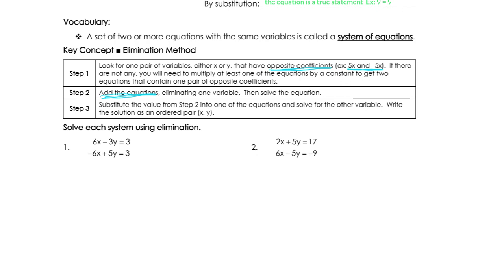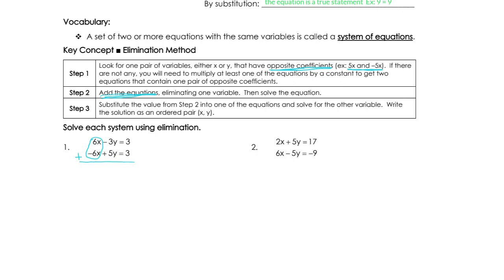Okay, looking at number 1 here, I see that I have opposite coefficients. These ones right here, 6x and -6x, they are the exact same number. One is positive, one is negative. That's what I need when I need opposite coefficients. So I'm literally going to draw a line here and put a plus sign because step 2 says you add the equations. So it's like adding big numbers together, right?